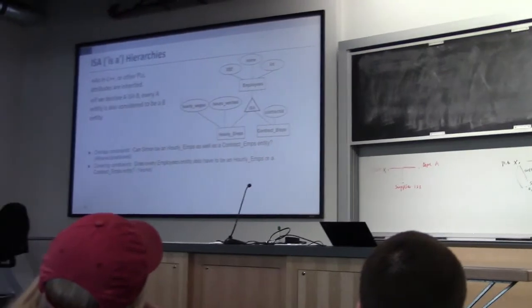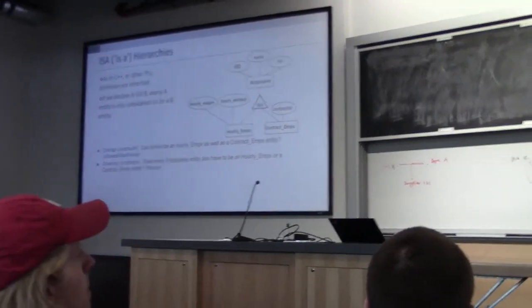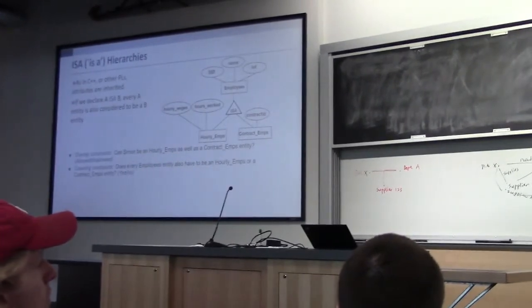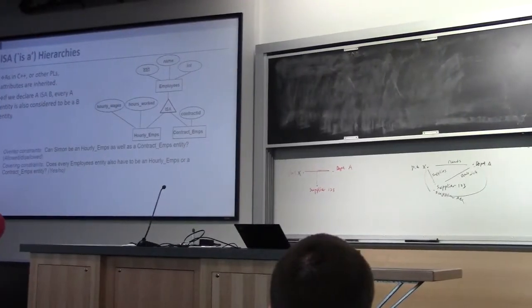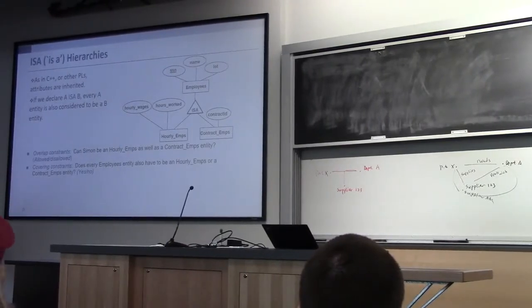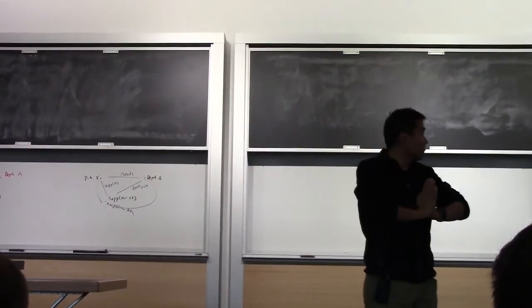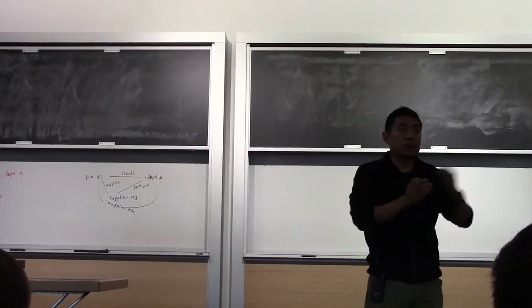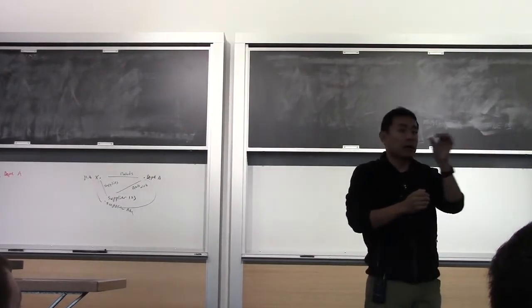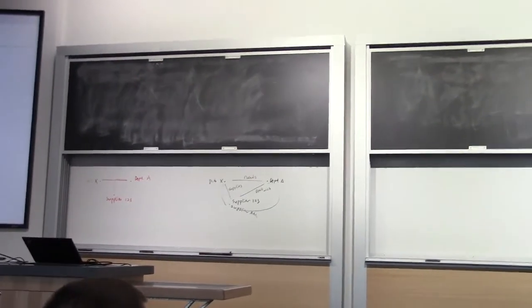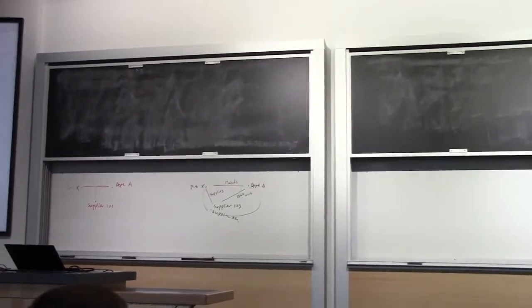Okay, in this case, most likely the covering constraint is true, right? I have hourly employees, I have contract employees. The union of the two represents the full population of my employees. In the car example I mentioned earlier, car, sedan, SUV, the covering constraint is not true, right? Because in addition to sedan and SUV, I may also have another category called truck. That's also a car. So if you just union sedan and SUV, the covering constraint is not true. You follow?